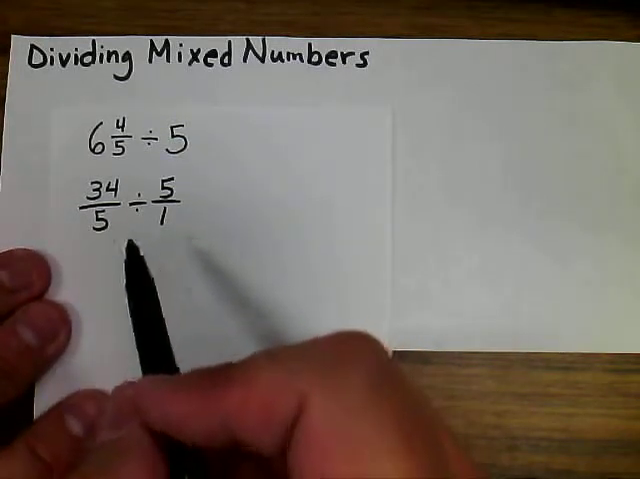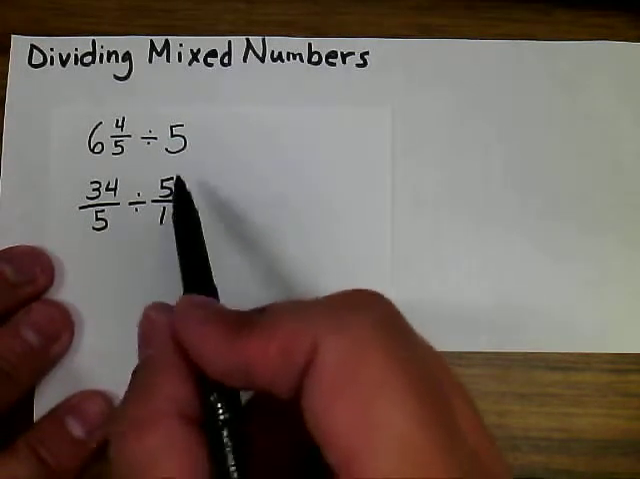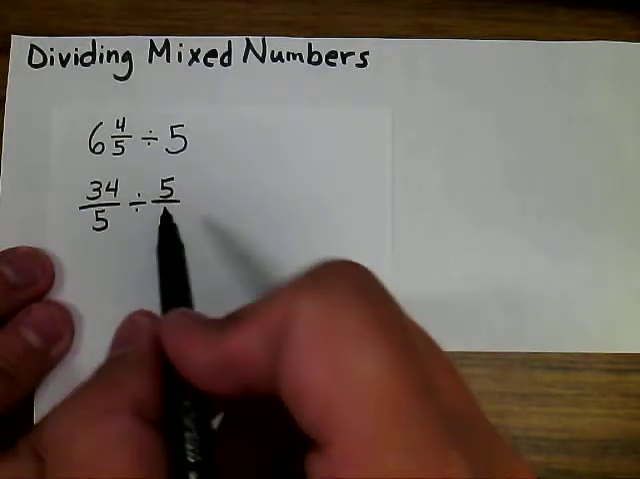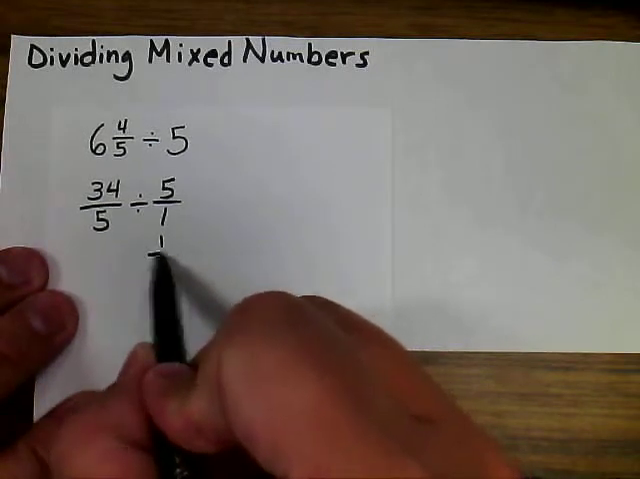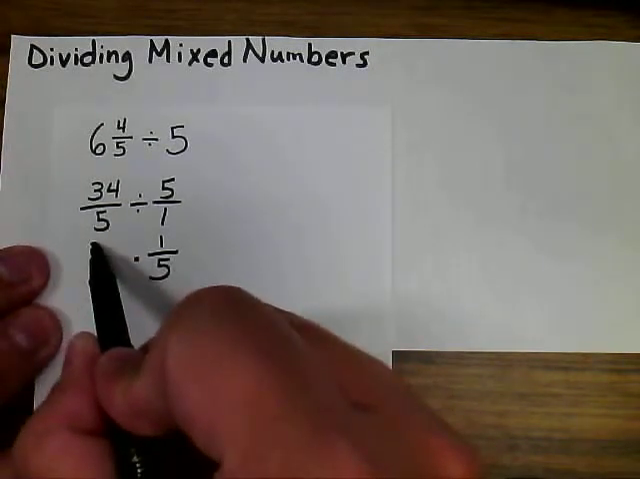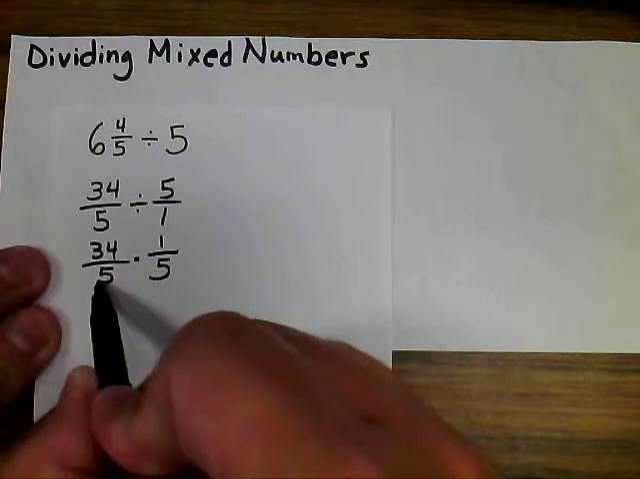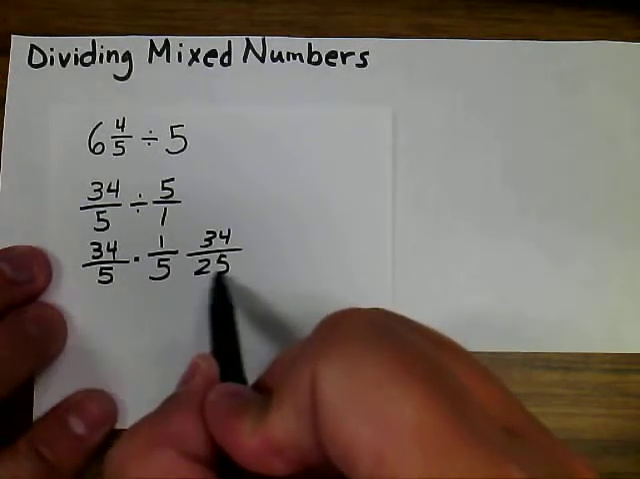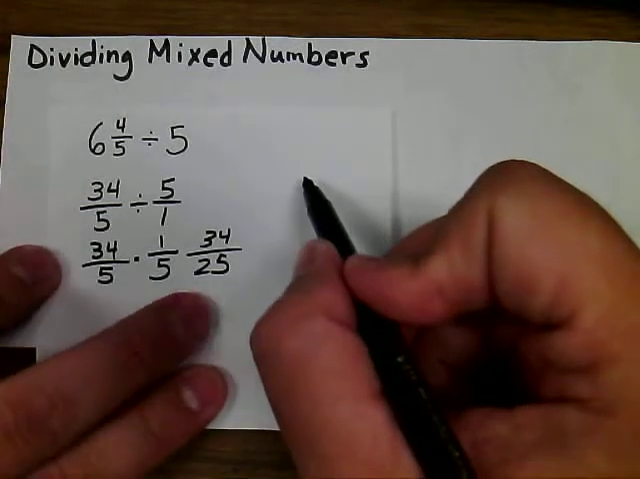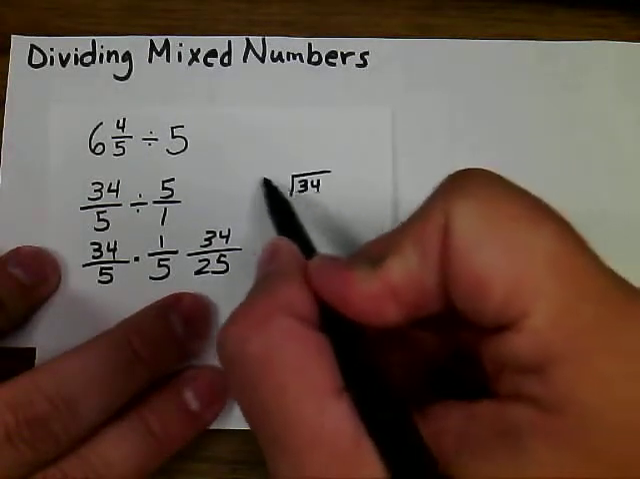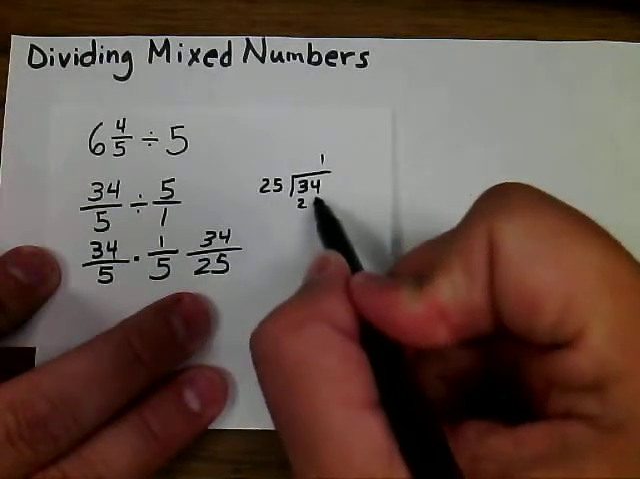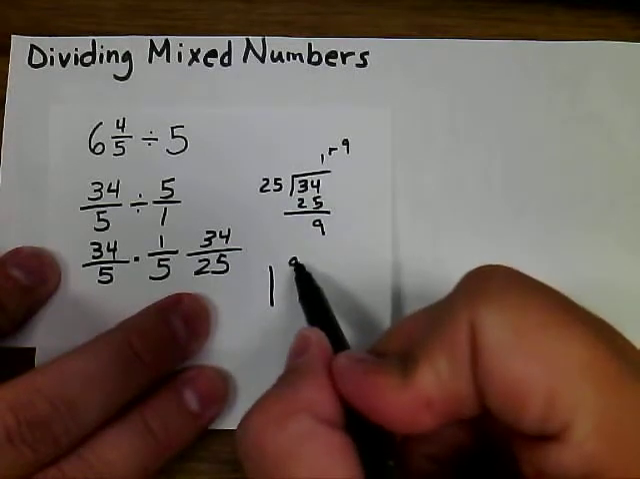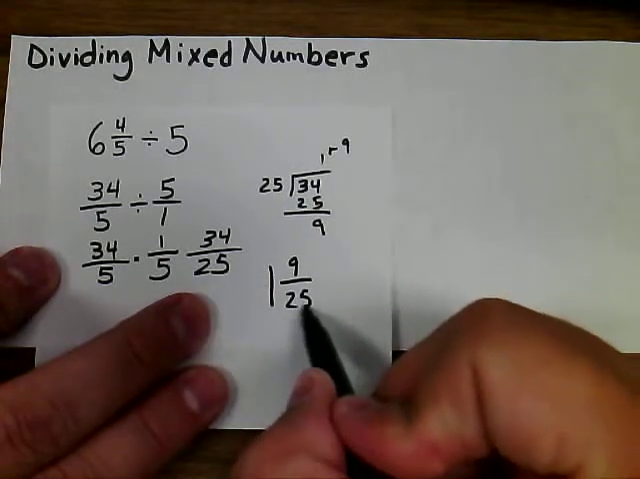And this would be a very typical problem where someone might forget to reciprocal that right fraction because they see those 5s across. It's very tempting. So you're going to make sure you still follow that second step, reciprocal that right fraction, change to multiplication, and we're going to do 34 times 1 is 34, 5 times 5 is 25, and 34 divided by 25 one time with a remainder of 9. So our answer is 1 with a numerator 9, and our denominator stays the same.